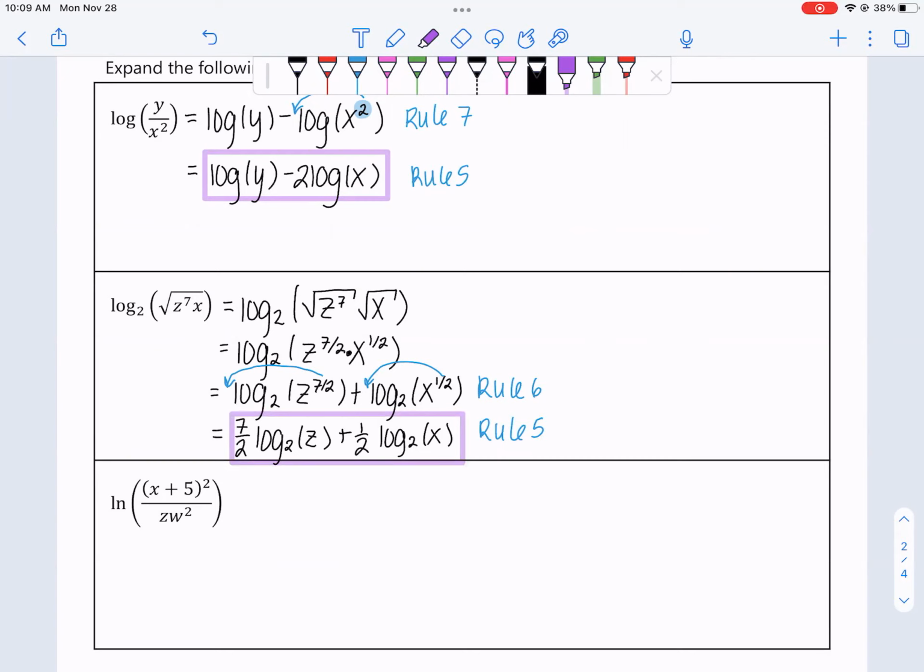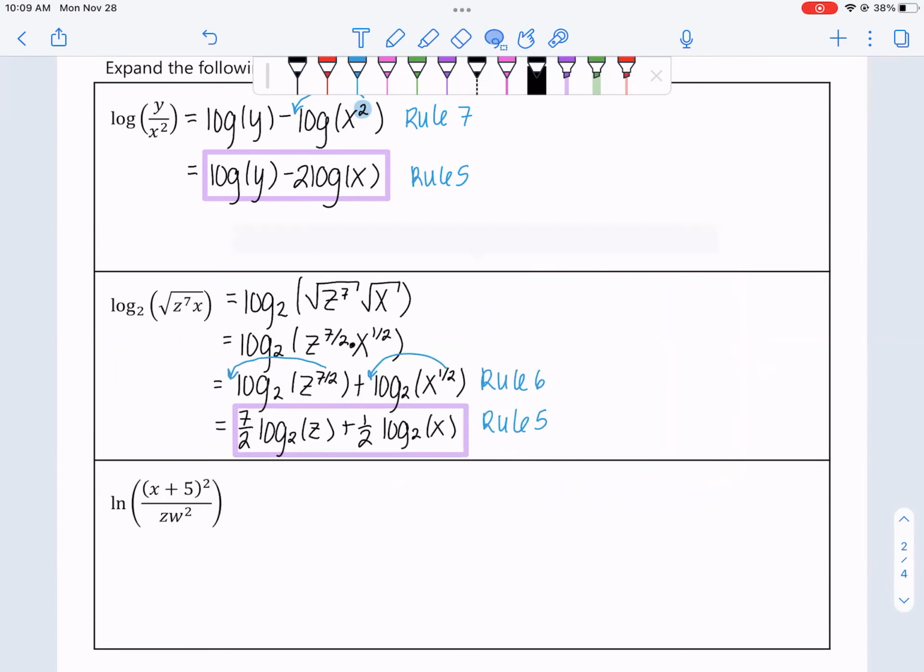For nearly all of these, the last step is bringing down those exponents. We try to break it up into as many pieces as possible, then bring down the exponents. These log properties are going to be really, really useful for you once you get into calculus. I promise this all comes back and becomes incredibly relevant in calculus.